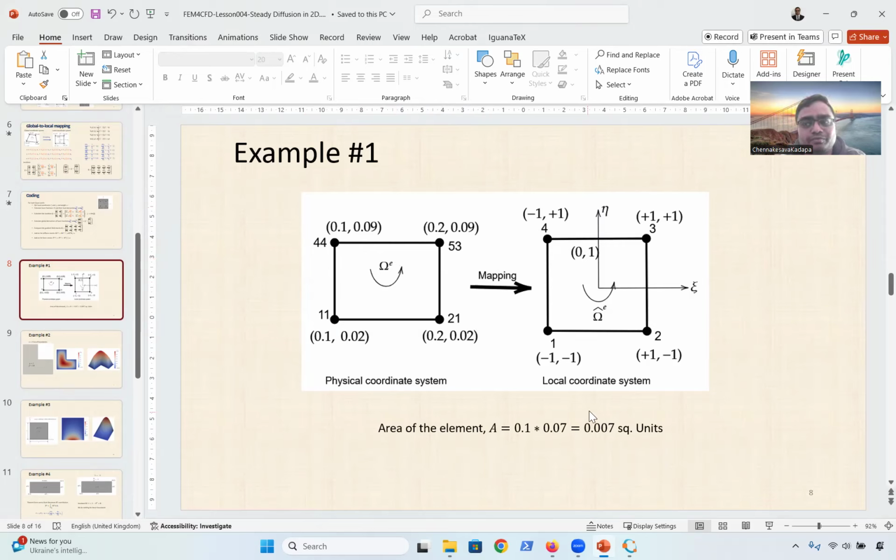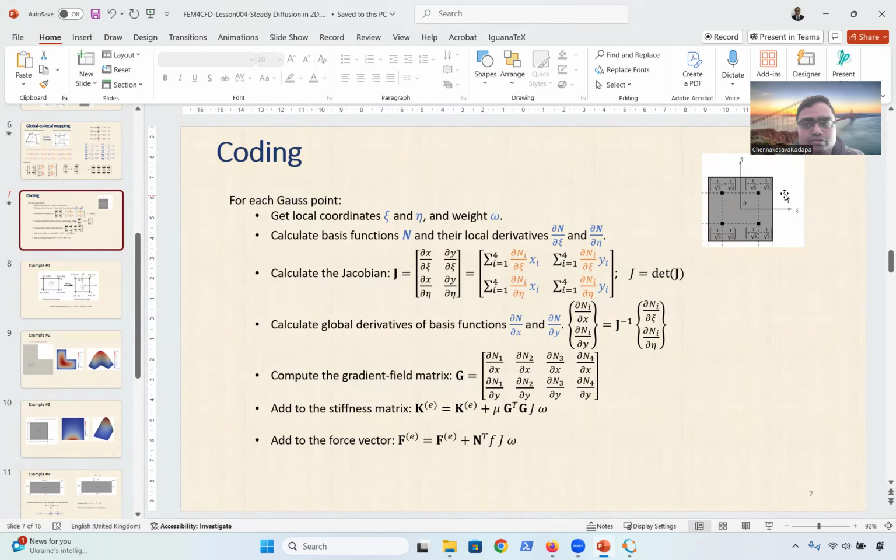For some verification, we have the area of the element. On the x-axis the length is 0.1 and on the y-axis the length is 0.07, so the area is 0.1 multiplied by 0.07, which is 0.007 square units. It could be meters or millimeters, it doesn't matter. At this point what we need are the numbers. I said we are going to use 4 Gauss points; these are the coordinates, and the weight for each point is 1.